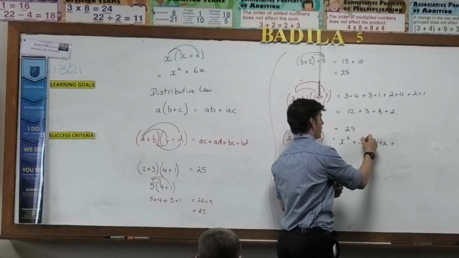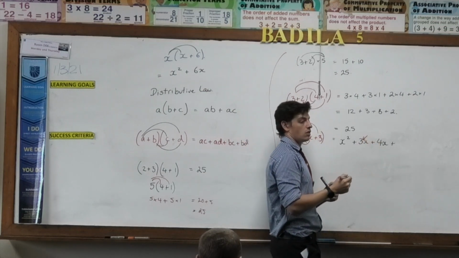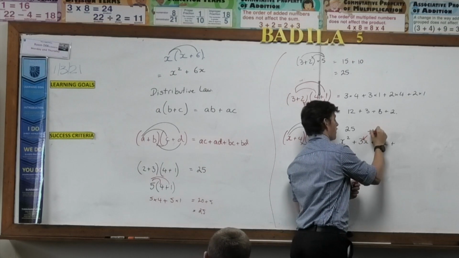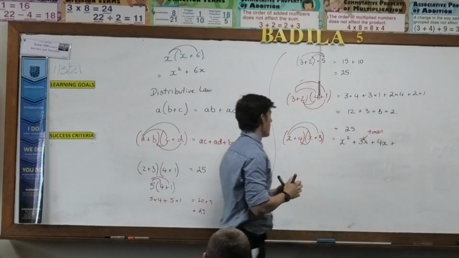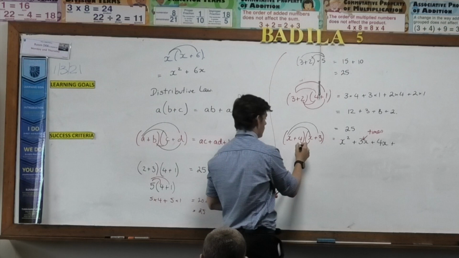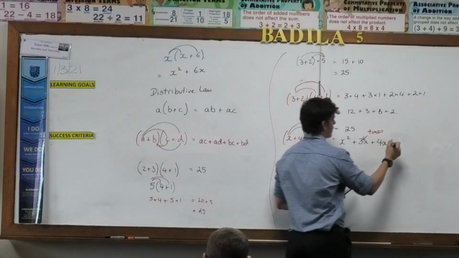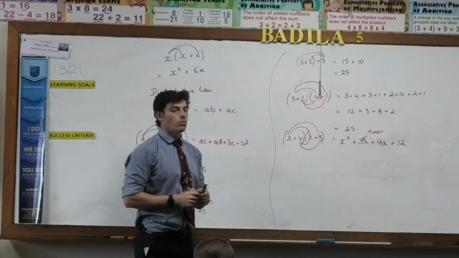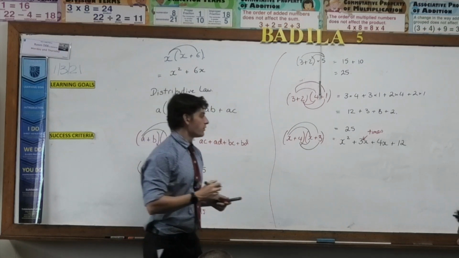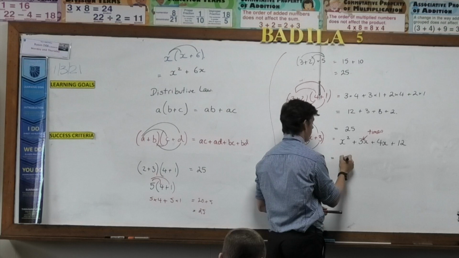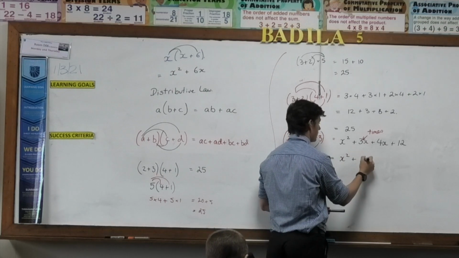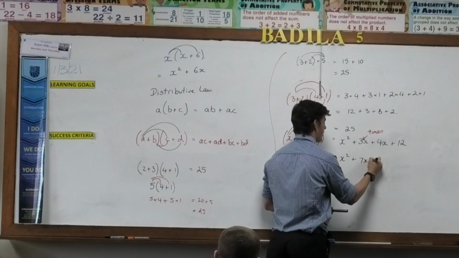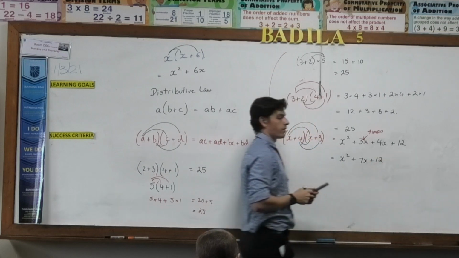And Sammy just had a good point, he said, isn't it times? What's the operation going on there between those two? Times. It's the times, but we don't write it, that's a maths convention. Okay, and what's the last one? 4 times 3, which gives us 12. Are we done? Yes. What can we do? Simplify by collecting our like terms. So we've got x squared plus 7x plus 12, and that's done.